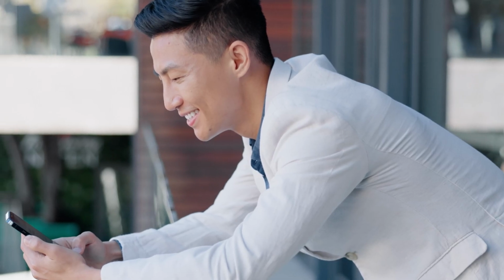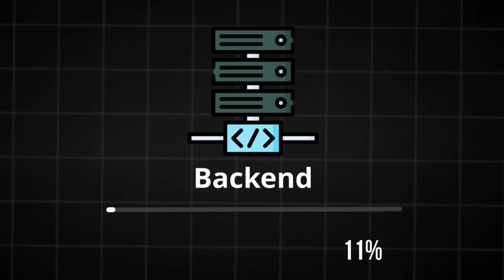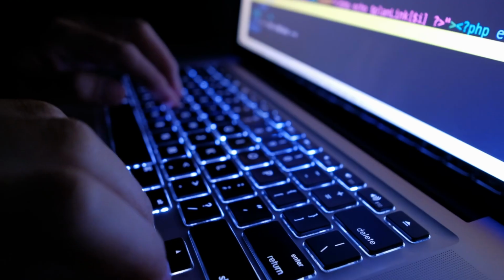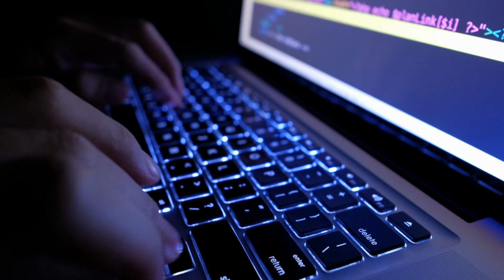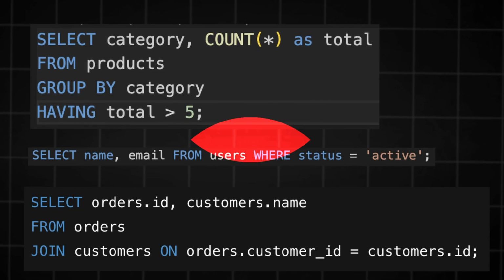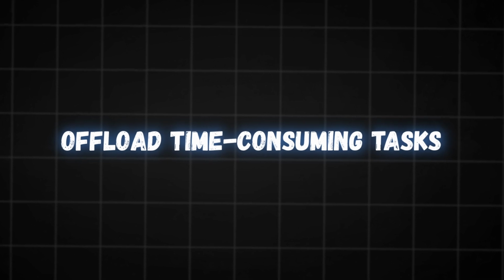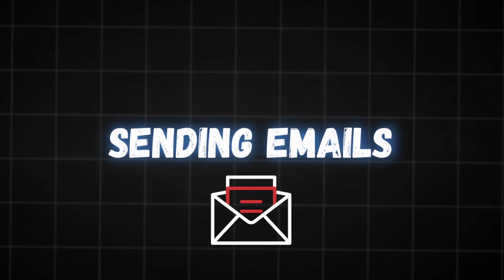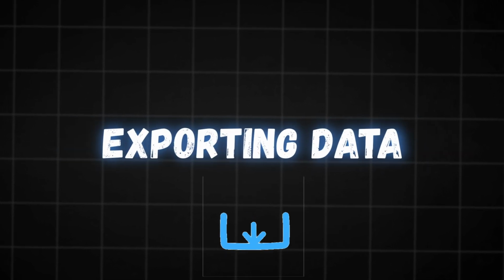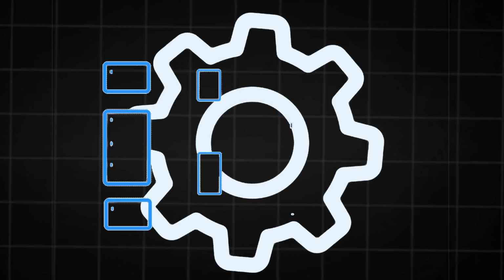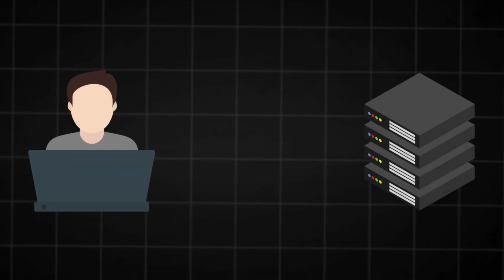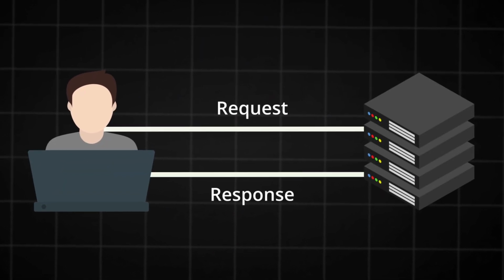Nowadays, users have very little patience. They expect everything to load instantly. That's why your backend needs to be fast and responsive to deliver data to the front end without delays. Start by writing clean and optimized code. Avoid unnecessary database queries and always use indexes where needed. Offload time-consuming tasks like sending emails, generating reports, or exporting data to background jobs or cron tasks. This keeps your main request response cycle quick and smooth.